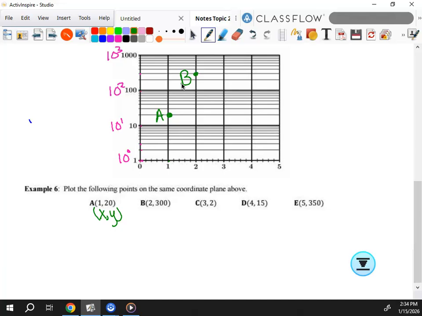3, 2. This is 3. This is 1. That is 2. 3, we start at 1. That is 2. You don't start at 0. 4, 15. Here's 4. This is 10. This is 20, so 15 is halfway. That's D. And then 5, 350. So 5, this is 100, 200, 350 right there. Woo, we did it. Yay.